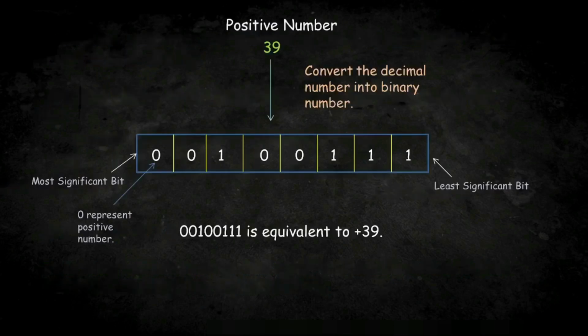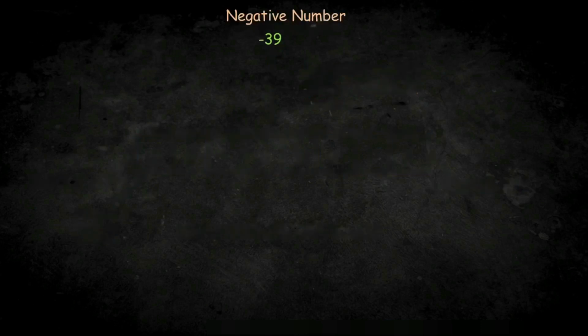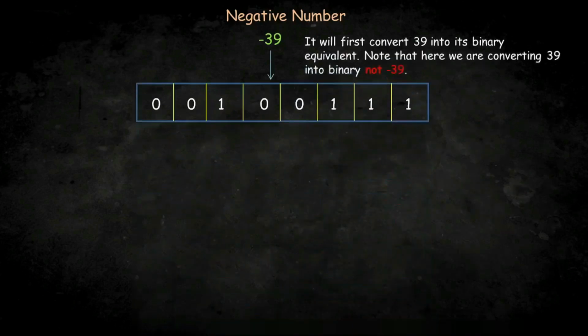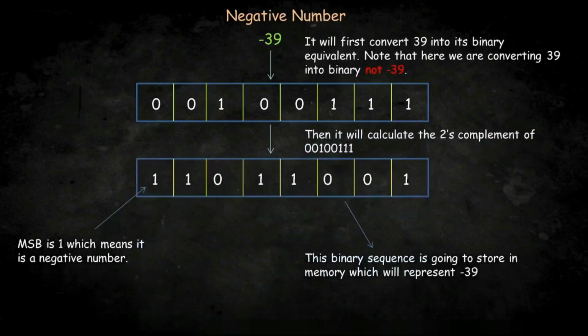Next question is how these numbers will be stored in memory. A positive number like 39 will be converted into a binary sequence like 00100111, and then this binary number will be stored in memory. But for a negative number like minus 39, the picture is quite different. The binary sequence of 39 is not going to be stored in memory. It will first convert 39 into its binary sequence, and then it will calculate the 2's complement of 39, which is going to be stored in the memory. So this is how a negative number is stored in memory.